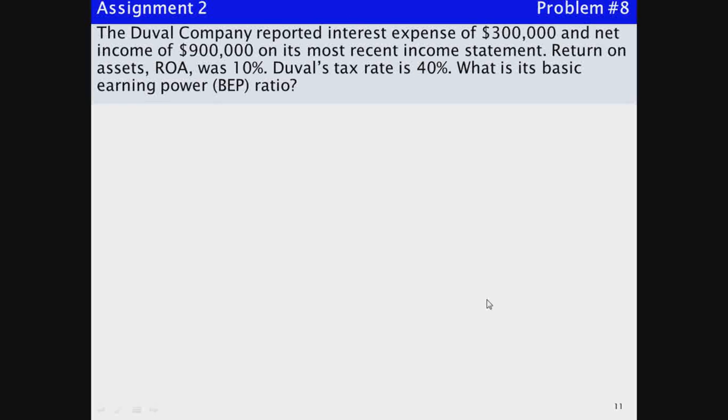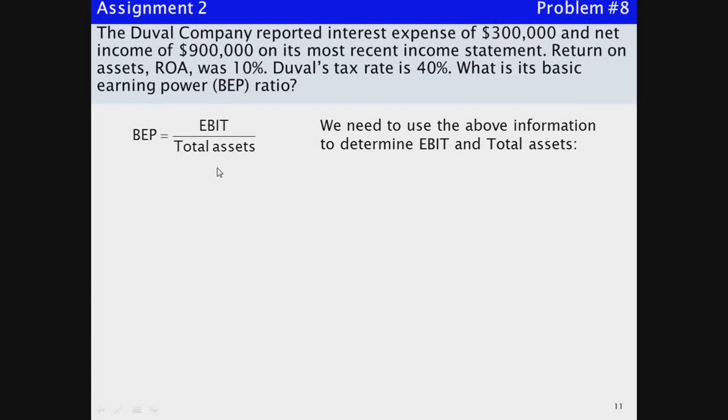Number 8. The Duval Company reported interest expense of $300,000 and net income of $900,000 on its most recent income statement. Return on assets, ROA, was 10%. Tax rate, 40%. What is the basic earning power, BEP ratio? Well, the BEP ratio is EBIT over total assets.